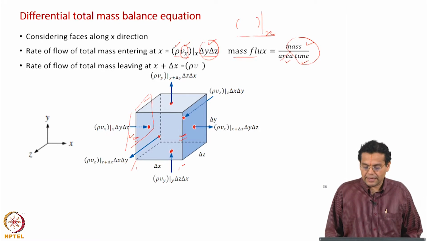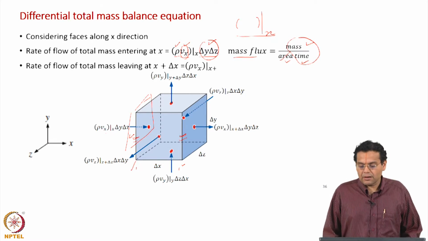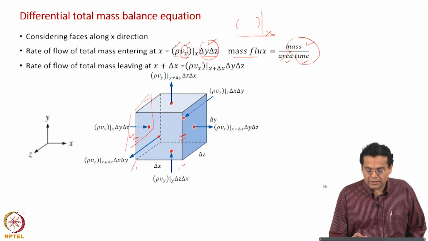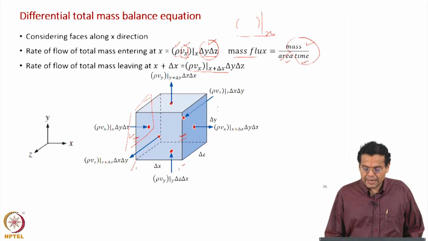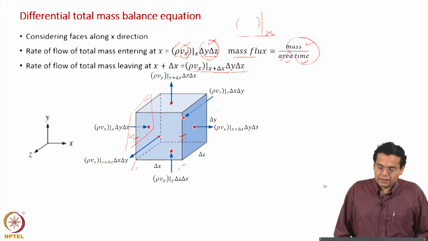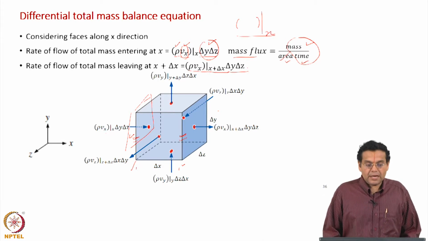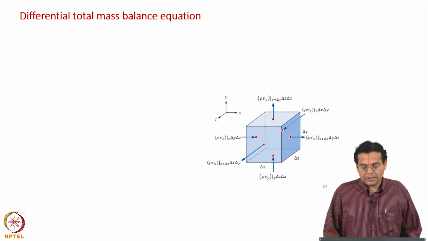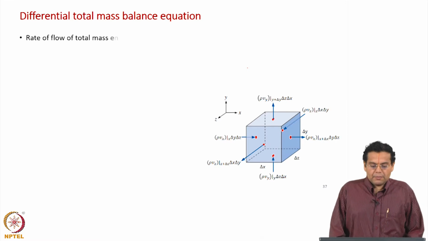Okay. So, now let us proceed to the mass flow rate which is leaving, at the leaving phase at x plus delta x. So, the analogous expression is rho Vx, but now rho Vx is evaluated at x plus delta x, and the area is the same, delta y into delta z. So, we have written the expression for the mass entering the control volume through the left phase and leaving through the right phase. Now, we write similar expressions for the mass flow rate entering and leaving through the other phases.